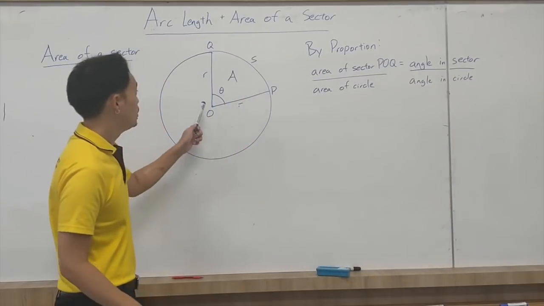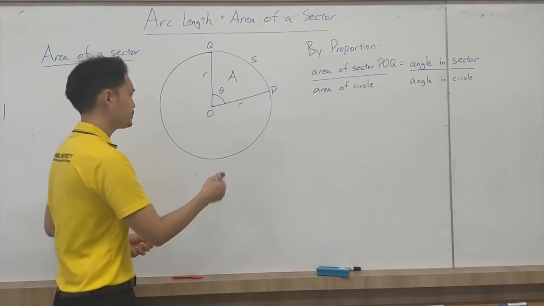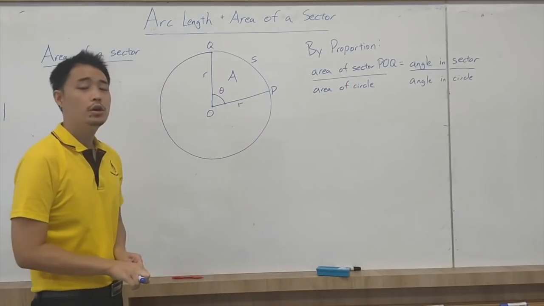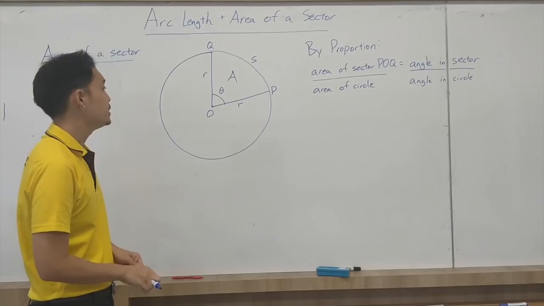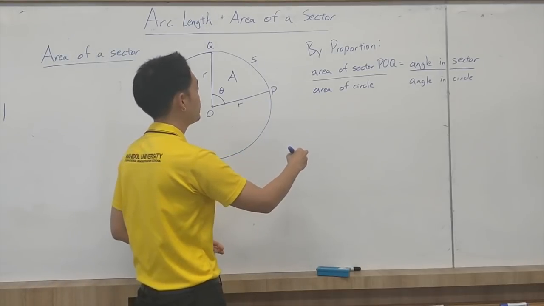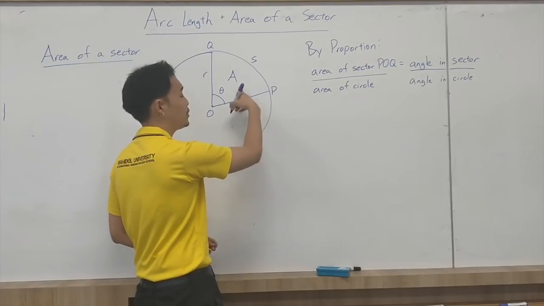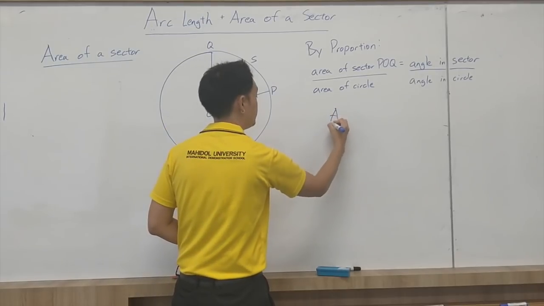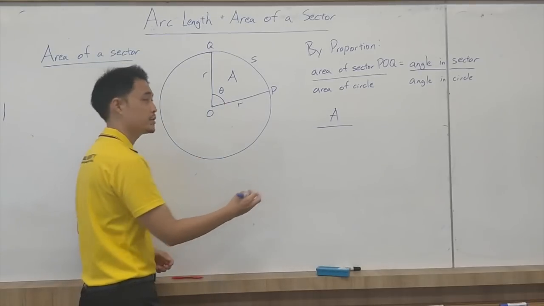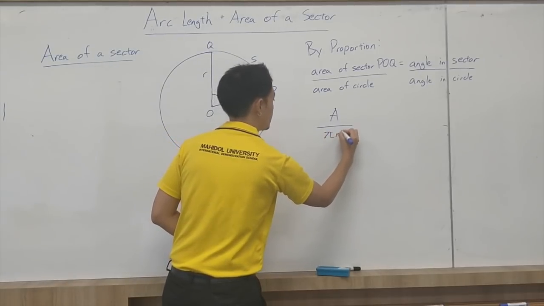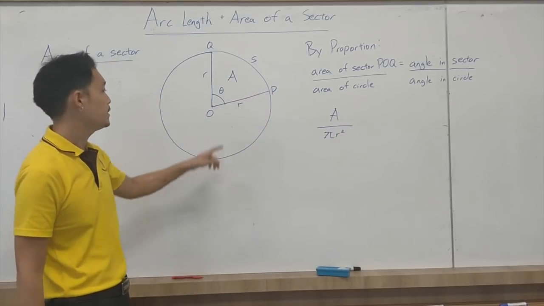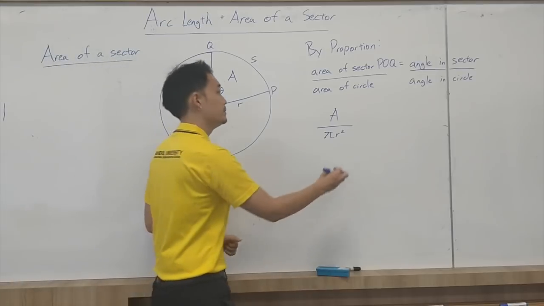Now let's look at it in terms of the variables. I'm going to say the area of sector POQ, our formula for which we don't know yet, we're going to denote as A. The area of the circle, we know, because that's pi r squared. Now, the angle in the sector, what's that going to be? That's our theta.